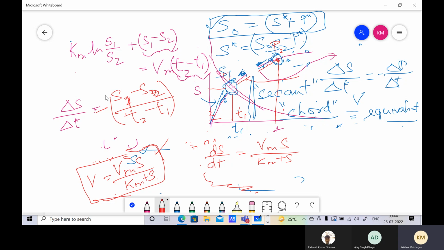This is the slope of this chord, and I want you to find out the velocity, the slope here, which is the velocity Vm S upon Km plus S, at what S star, at some S star between S1 and S2, which corresponds to this number. Are you getting this question? So tell me, how will you approach it now?